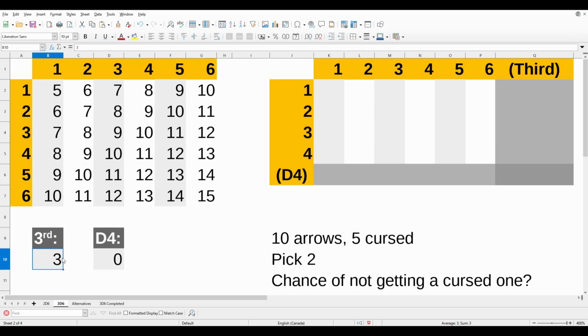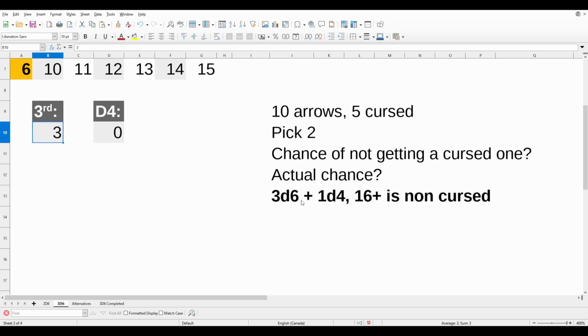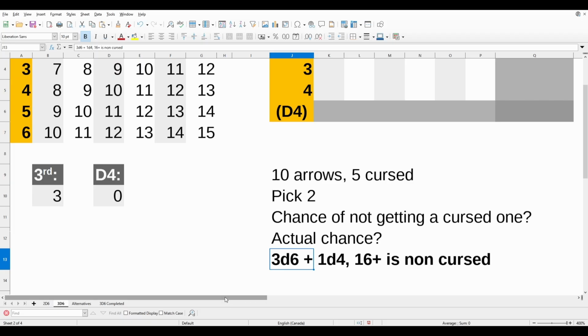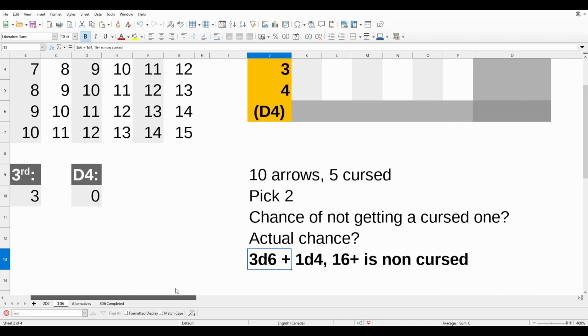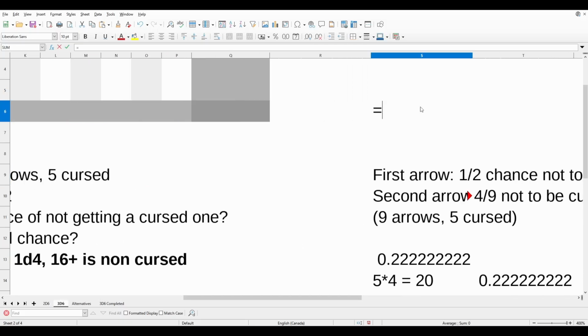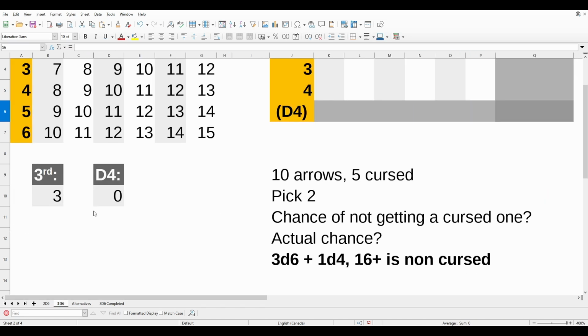Now, it seems like getting a 16 or higher on 3d6, like the comic says, is pretty tough. We want to be able to get 22% out of this, but if we actually do, what do we have? We had 10 out of 216. That's very far from 22%.